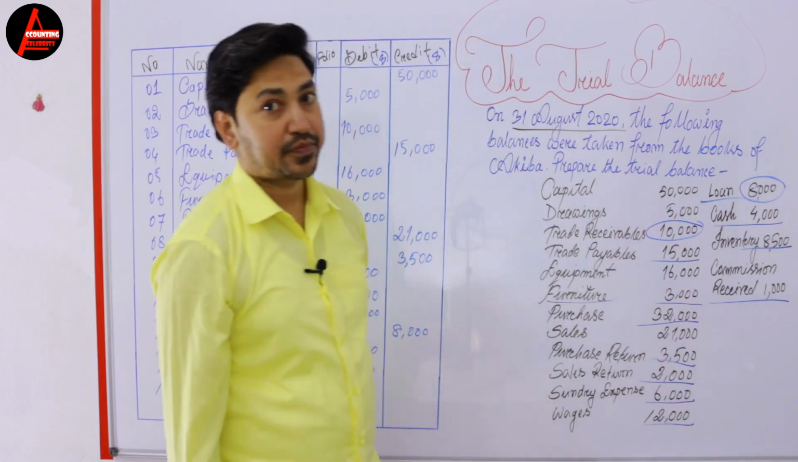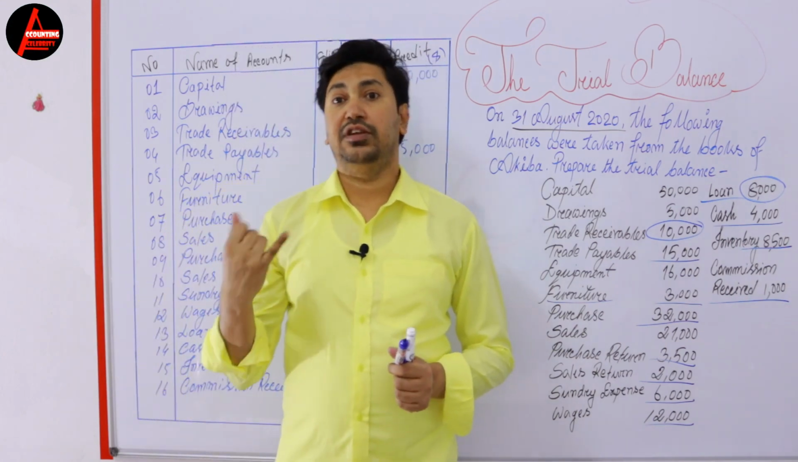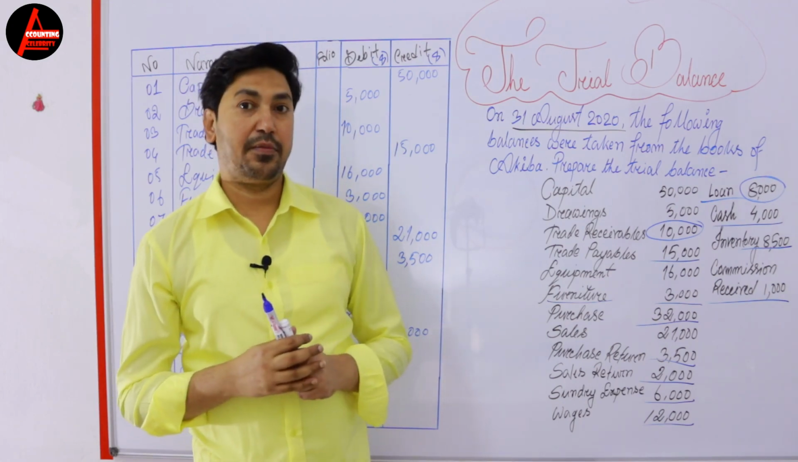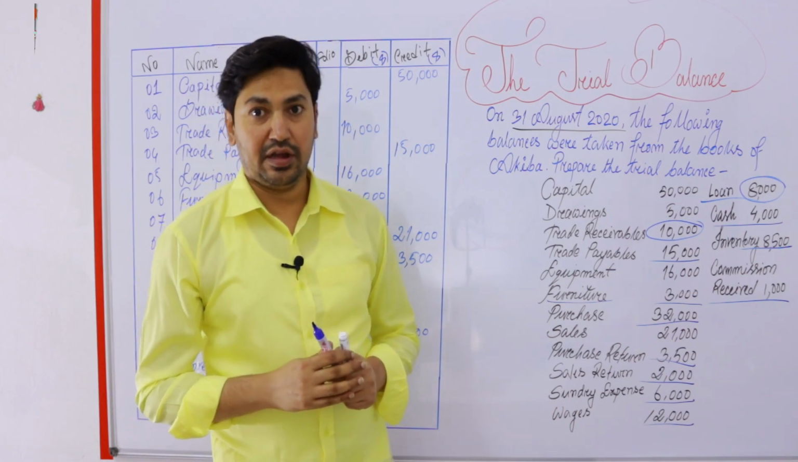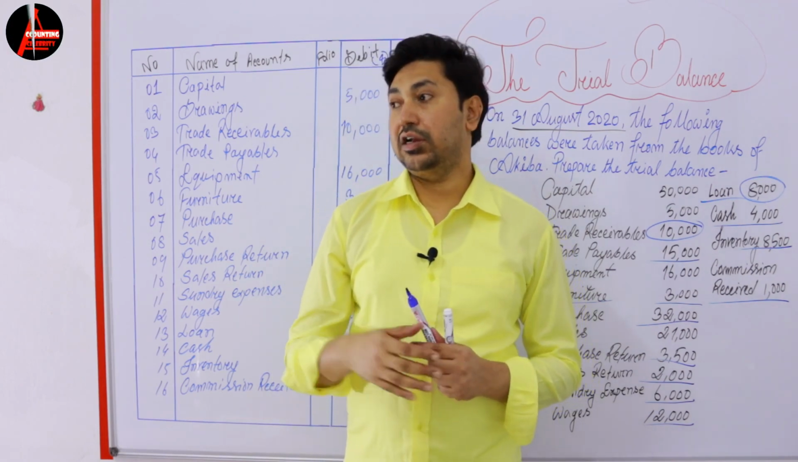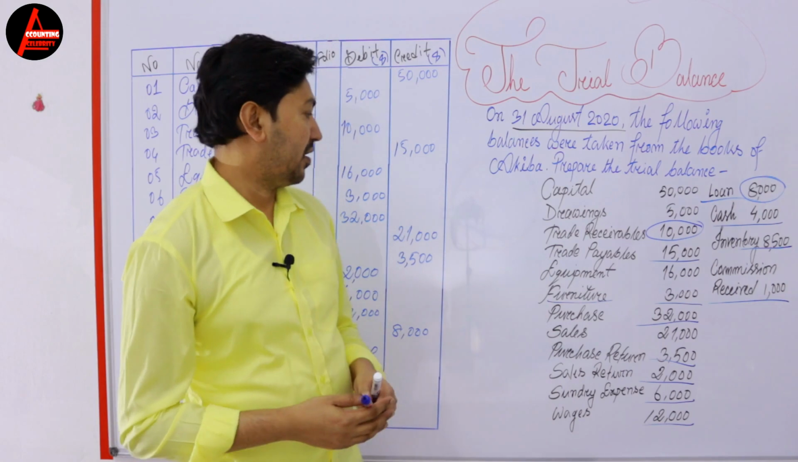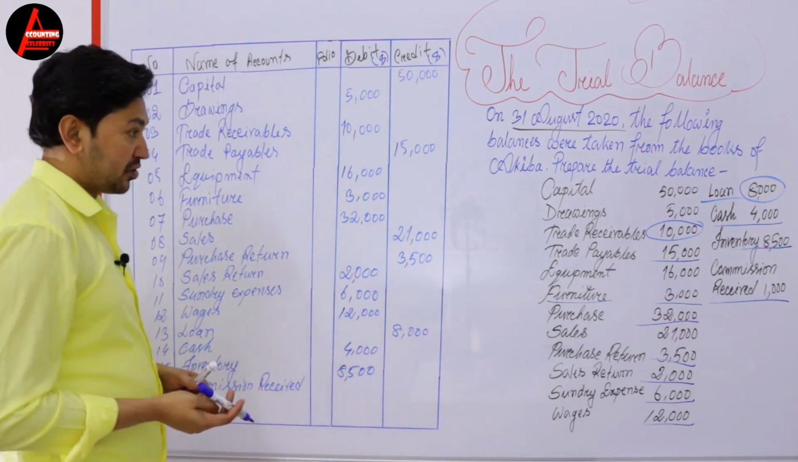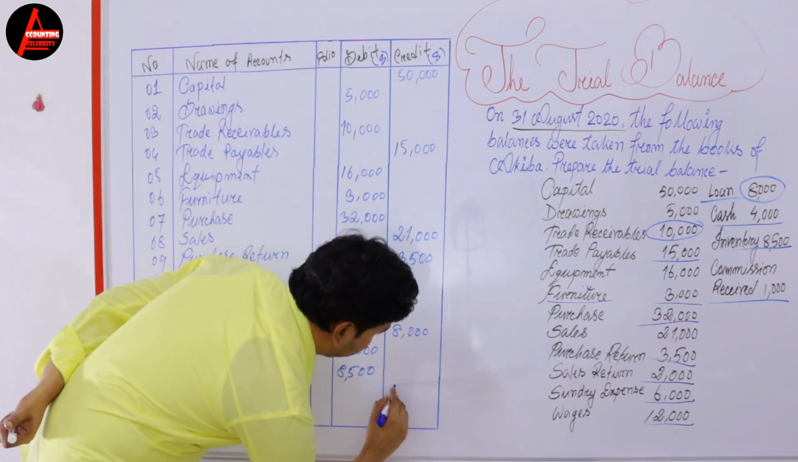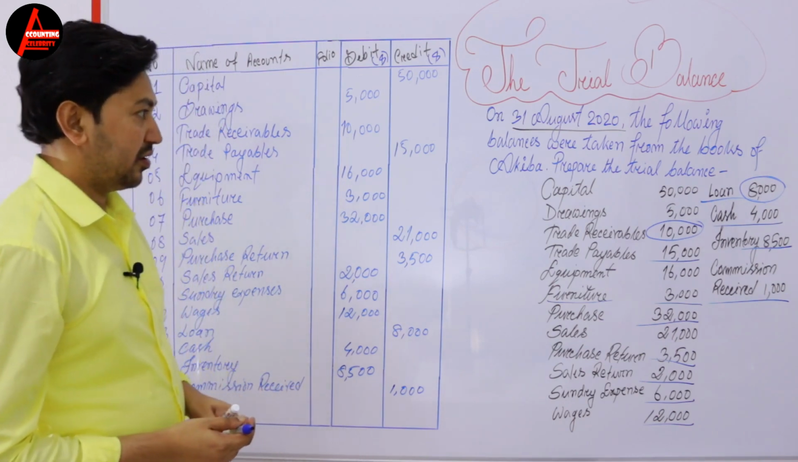Commission received. Commission received, it's an income. There are so many incomes. Nominal account: commission received, discount received, rent received, interest received. Okay, so if you have any kind of income, your income will be credited. The rule of nominal account: all incomes and gains to be credited, all expenses will be debited. Okay, so see here how much commission received, $1,000. Okay, it's a gain. You have to write on the credit side. Okay, fine. So finished. We wrote all the items.